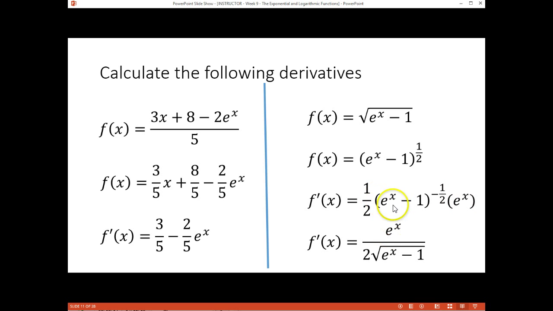So notice all I did here, I rewrote the e to the x minus 1 to the negative 1/2 power as the square root of e to the x minus 1, I put it in the denominator. I put the 2 in the denominator, and then I brought the e to the x up top.